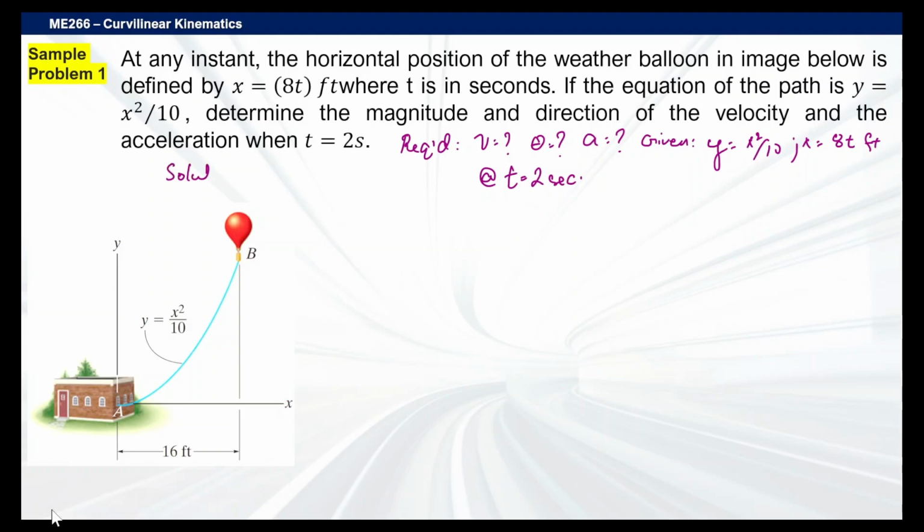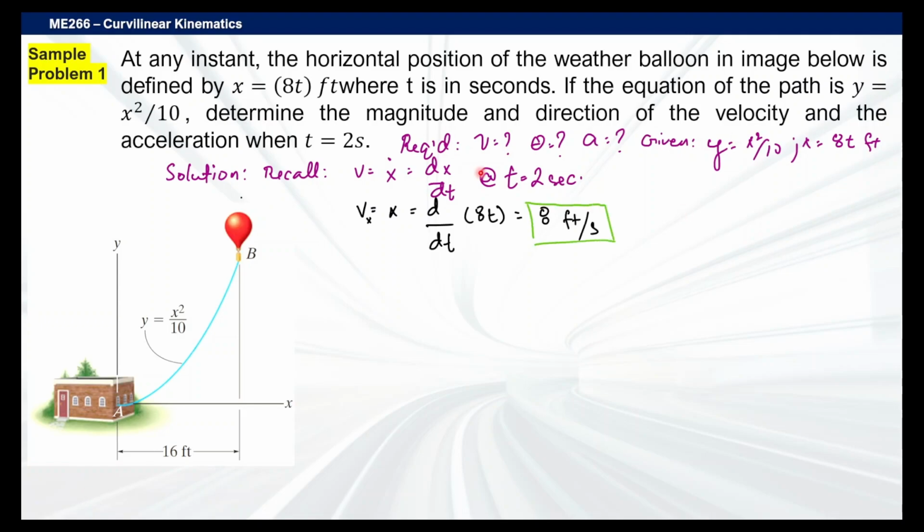So, recall that the velocity is the derivative lang naman ng position over time, or basically, x dot, the first derivative of position x. And then all we have to do is just substitute what x is. So x is 8t, and we will get 8 feet per second.